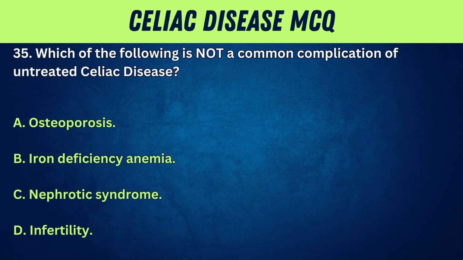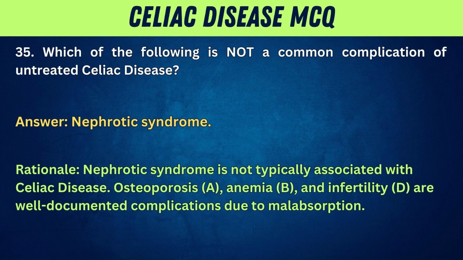35. Which of the following is not a common complication of untreated celiac disease? A. Osteoporosis. B. Iron deficiency anemia. C. Nephrotic syndrome. D. Infertility. Answer: nephrotic syndrome. Rationale: nephrotic syndrome is not typically associated with celiac disease. Osteoporosis, A, anemia, B, and infertility, D, are well-documented complications due to malabsorption.